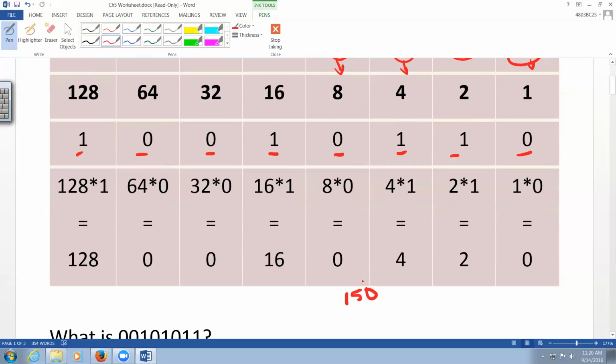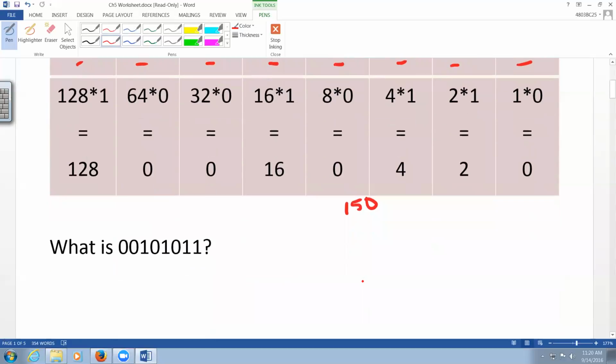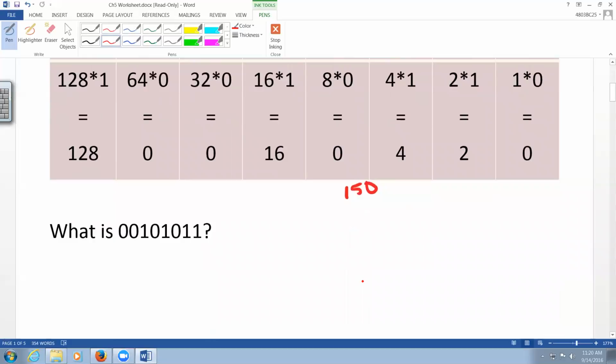Okay? So what I want the class to do then is take this number, 0, 0, 1, 0, 1, 0, 1, 1, and convert that to decimal. And you can work with each other if you want to. So once you get the answer, check it with your buddy.